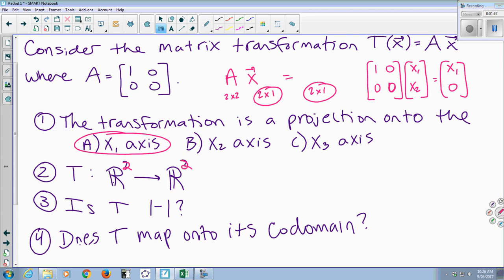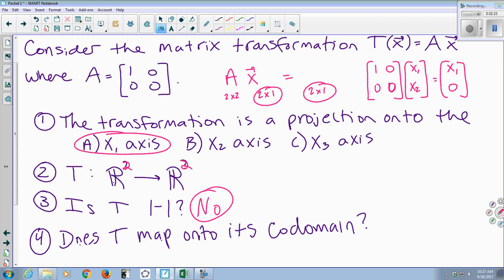And is T 1 to 1? Correct. No, you're right. Why not? How do you know, Gabriella? Because there's no pivot. Yes. So for 1 to 1-ness, you're checking for pivots in every column, right?